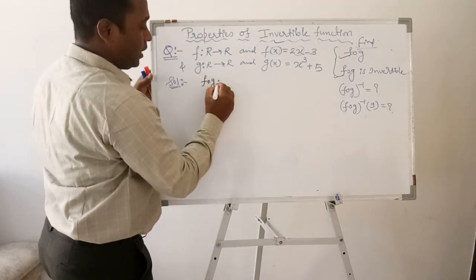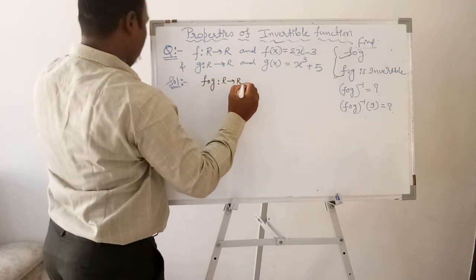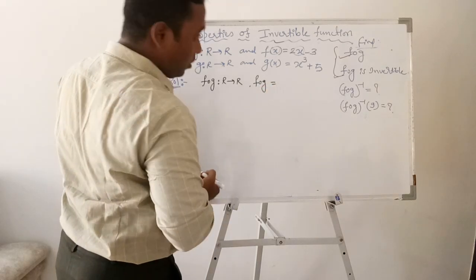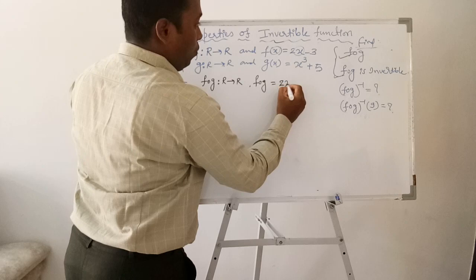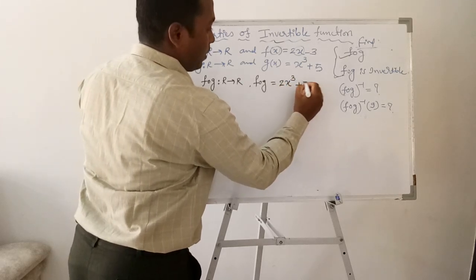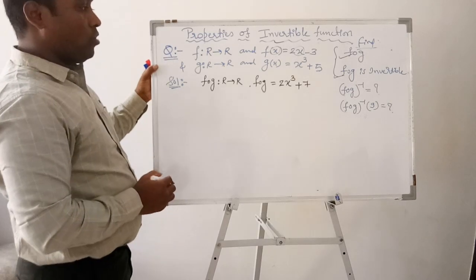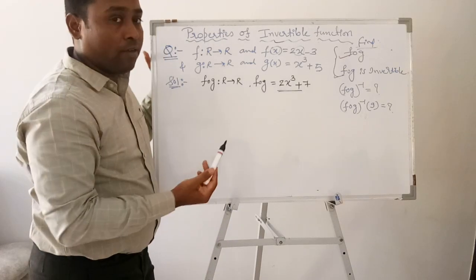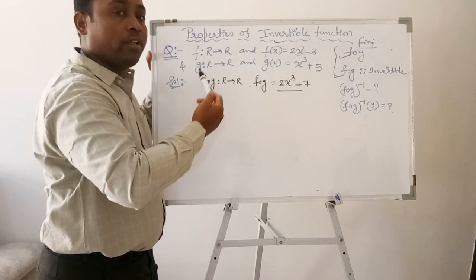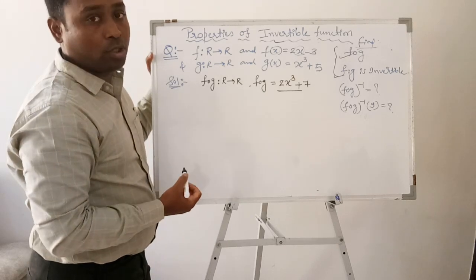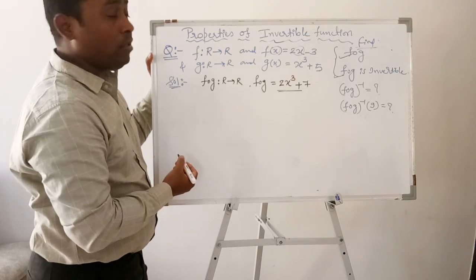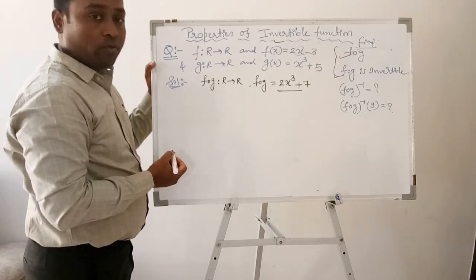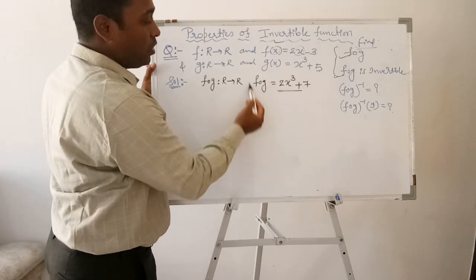So fog, which is defined from real numbers to real numbers, is the function 2x cube plus 7, correct? So this was the result. Now we are going to prove this function is invertible, and again we have two options to prove invertible. Either we go with the bijective function or we go with composition of the function. So I am here going with one one and onto, that is the bijective method. First I will prove it is one one and then onto, then I can simply declare that this function is invertible.